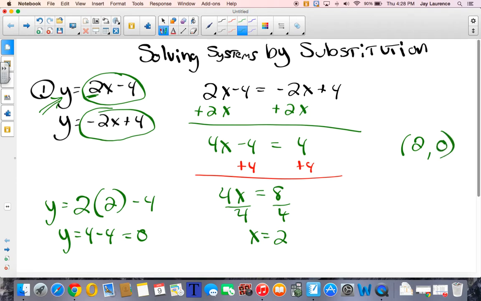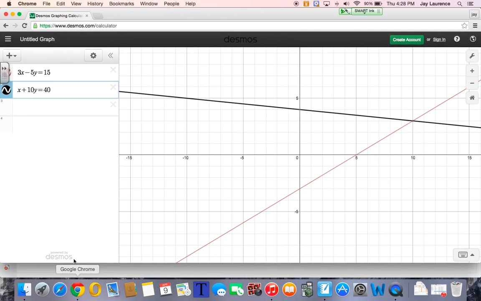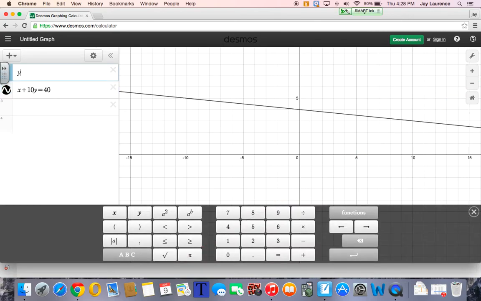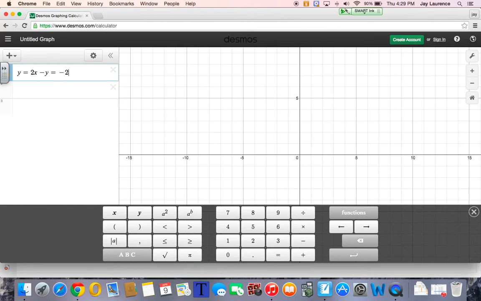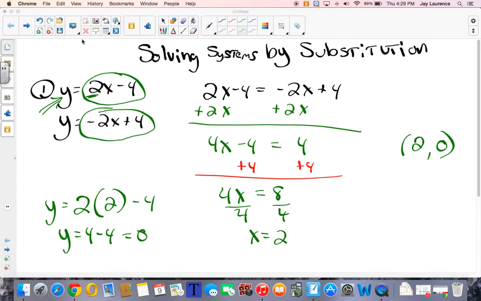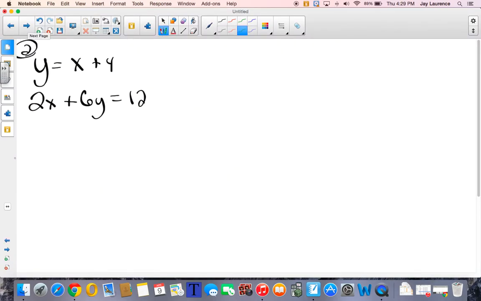Now we're not always going to graph to prove that we're right or wrong, but I will do it in this first case just to make sure you're understanding. So my first equation was y equals 2x minus 4, just using Desmos.com. And then my second equation was y equals negative 2x plus 4. And look at that, look where they're crossing. Right there at 2, 0, just like I said. All right, you can use Desmos to check your work, by the way, if you like. We're not going to be doing that on paper a lot.